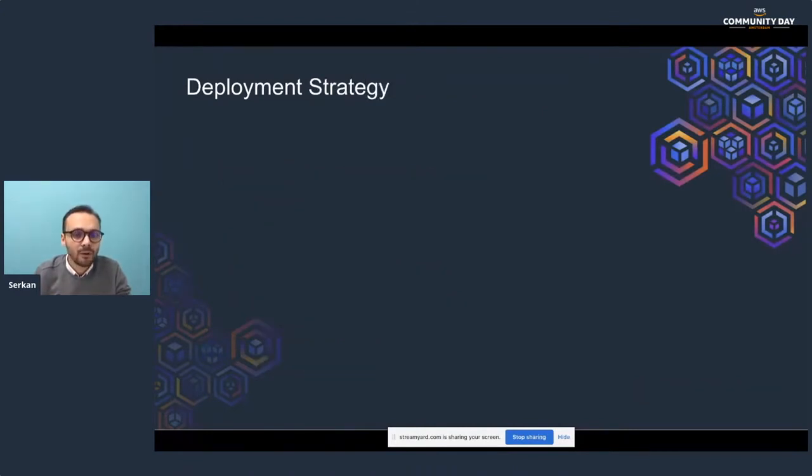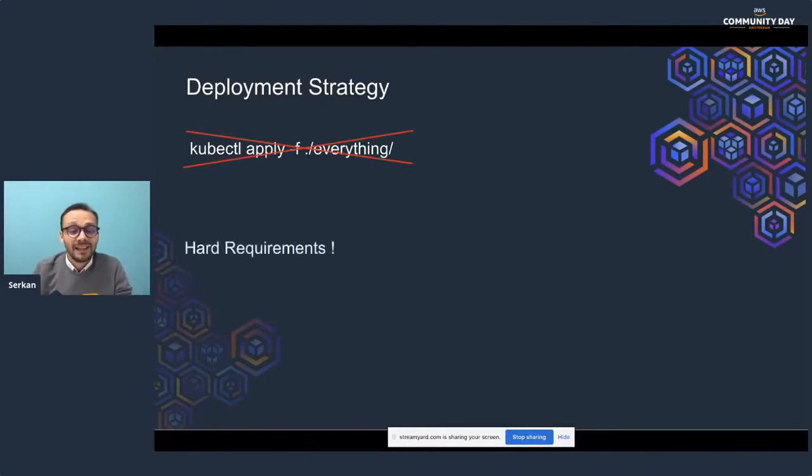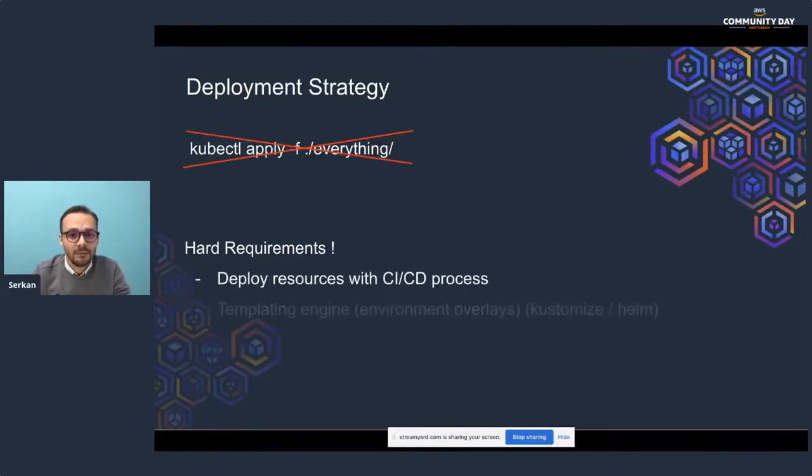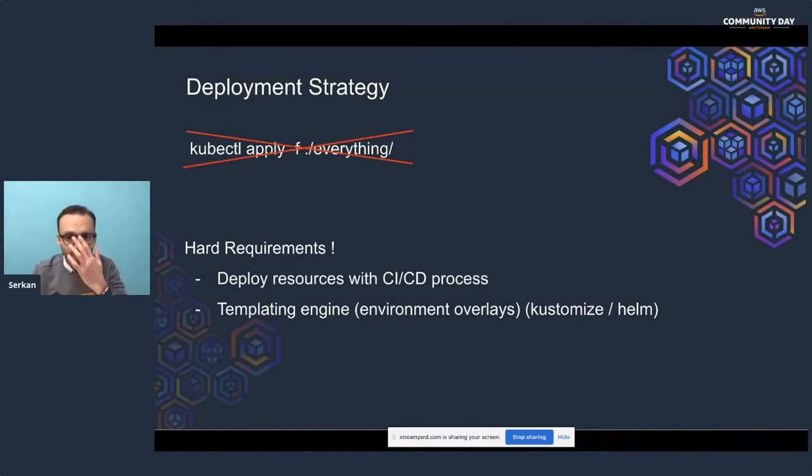And finally, our repository is ready. What we are going to do is hopefully not this. We don't want to touch our cluster manually. There are some hard requirements if we are talking about a really proper environment. The first one is, as we mentioned before, we would like to deploy resources with a CI/CD process without any manual interaction. And you have to be using a templating engine in order to avoid duplicating the code. You would also like to have similar environments over DTAP environments, so you need a templating engine.